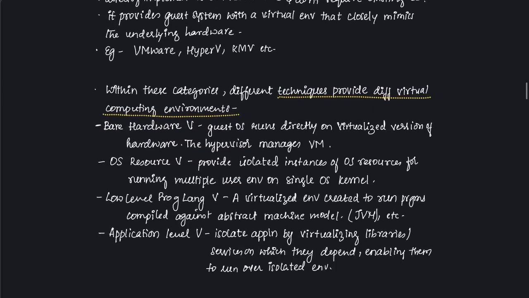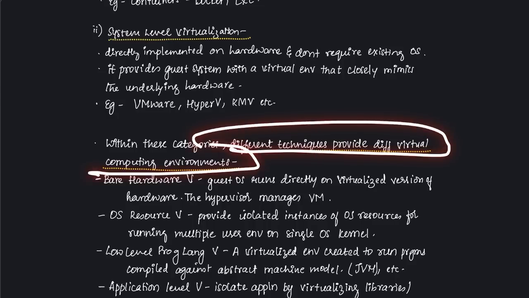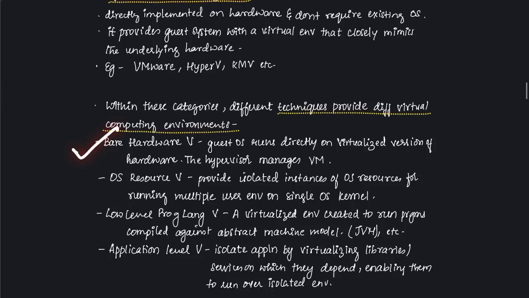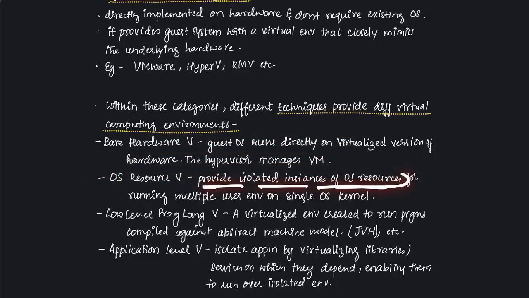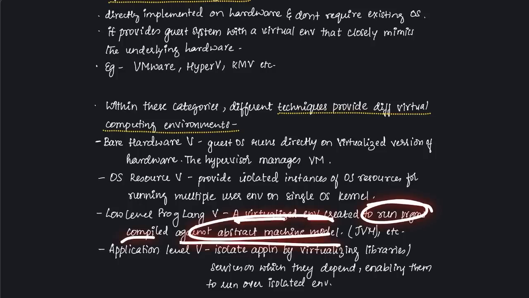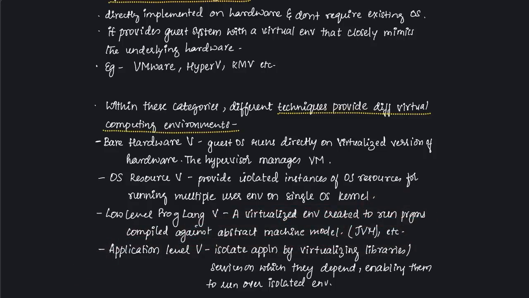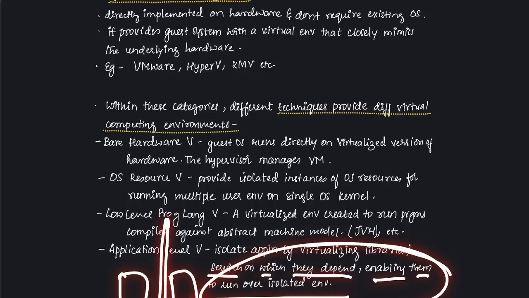Within these categories, different techniques provide different virtualization computing environments. We'll look into what these techniques are. First one is bare hardware virtualization, where the guest operating system runs directly on the virtualized version of the hardware. The hypervisor will manage the virtualized machine. Then we have operating system resource virtualization. This will provide an isolated instance of OS resources for running multiple user environments on a single OS kernel. Then we have low level programming. In low level programming, a virtualized environment can be created to run programs compiled against the abstract machine model. An example here is JVM. Then we have application level. In this, it will isolate the application by creating virtualized libraries from the server, so the services on which they are completely depending will enable them to run in an isolated environment.